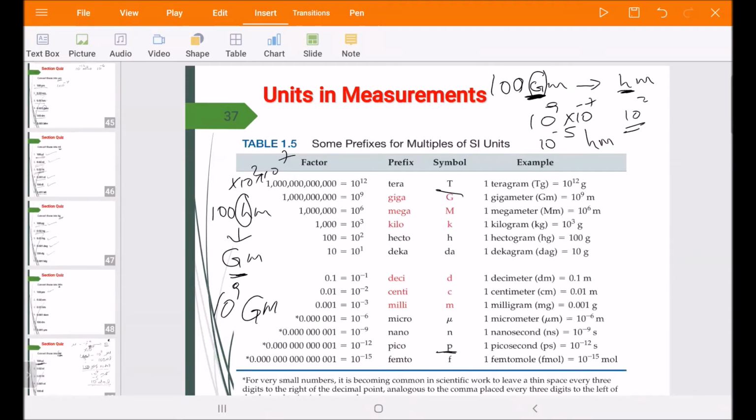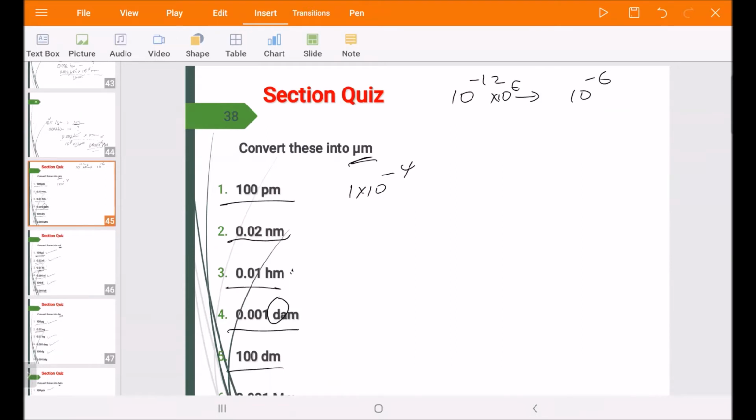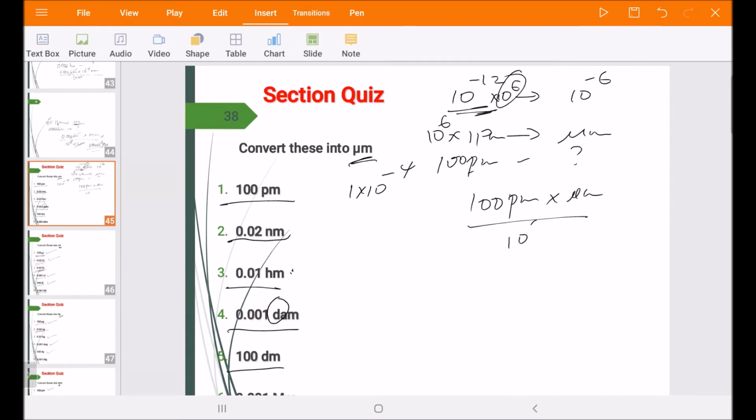So to convert pico to micro, which is 10 to the power of minus 6, I have to multiply this pico by 10 to the power of 6, so pico times 10 to the power of 6 gives me micro. Is that clear? Now what was asked is 100 picometer, how many micrometer? So we have 100 picometer times micrometer over 10 to the power of 6.